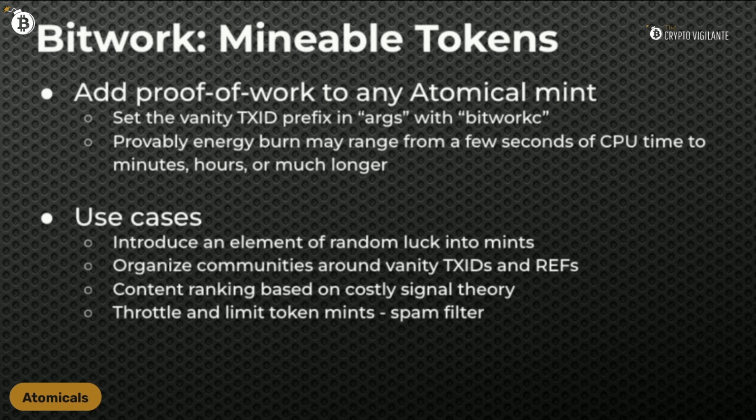Throttle and limit token mints. It works as a spam filter, of course. This is the original hashcash paper by Back, and one of the ingredients of the Bitcoin proof of work system. So we turn every token now into something that can be mined.